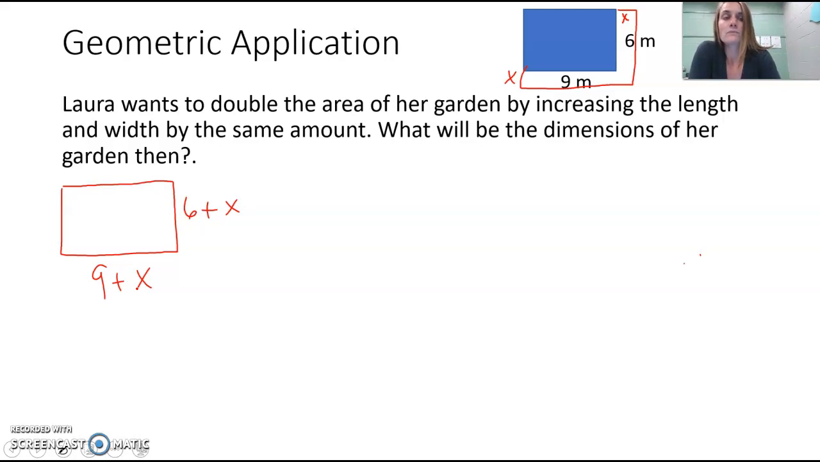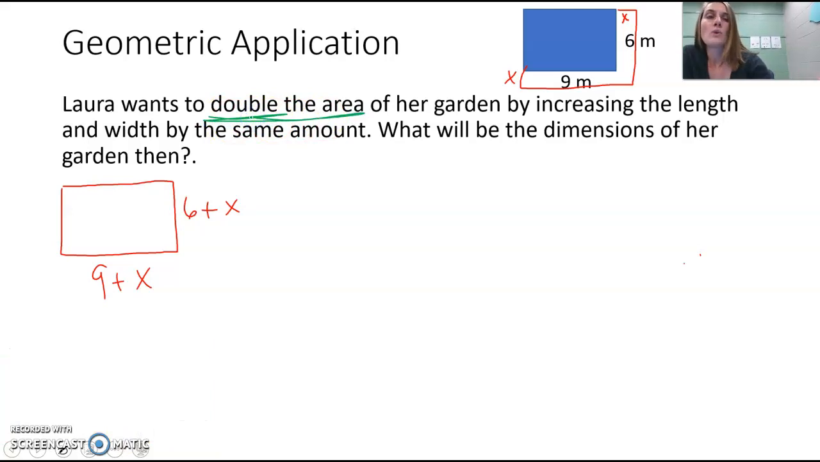But we want to find out what those dimensions will be for her new garden, right? What will 6 plus X and 9 plus X be? If I add 1 to each side, is it 7 by 10? If I add 2 to the sides, is it 8 by 11? What's it going to be? Well, we have to remember this other part that they mention, which says that she's going to double the area.